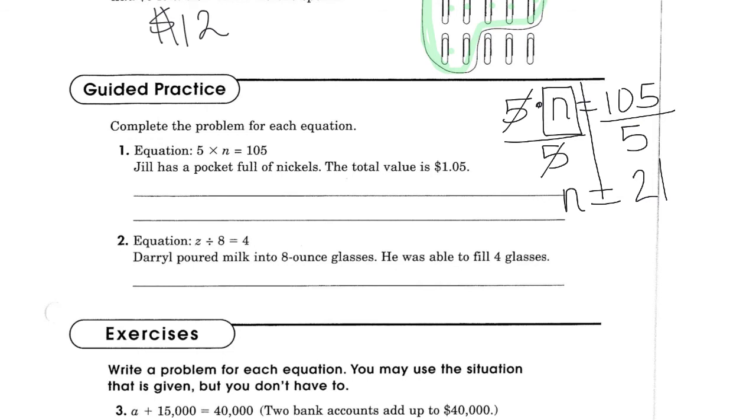So over here, it says Jill has a pocket full of nickels. The total value is $1.05. How many nickels does she have? Well, n for nickels equals 21. Whoops, that should have been 21. Should have been 21 nickels. So I'm going to write my answer there.